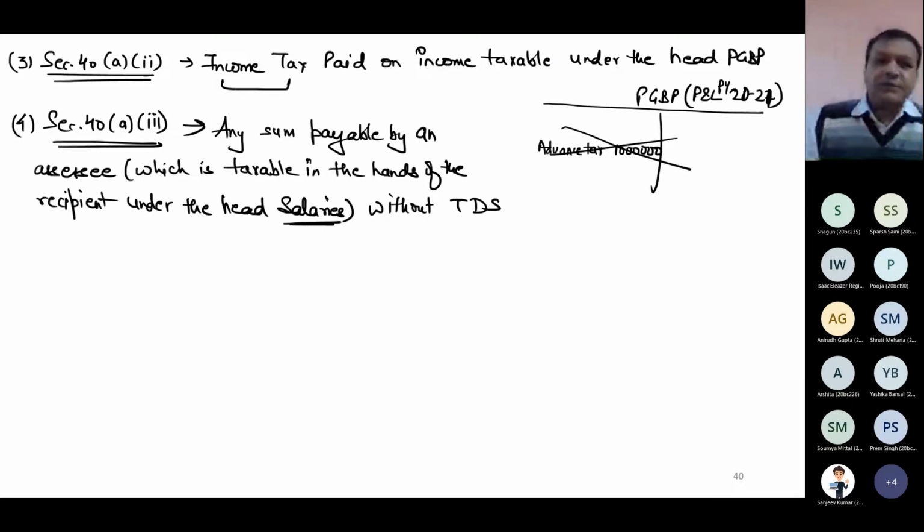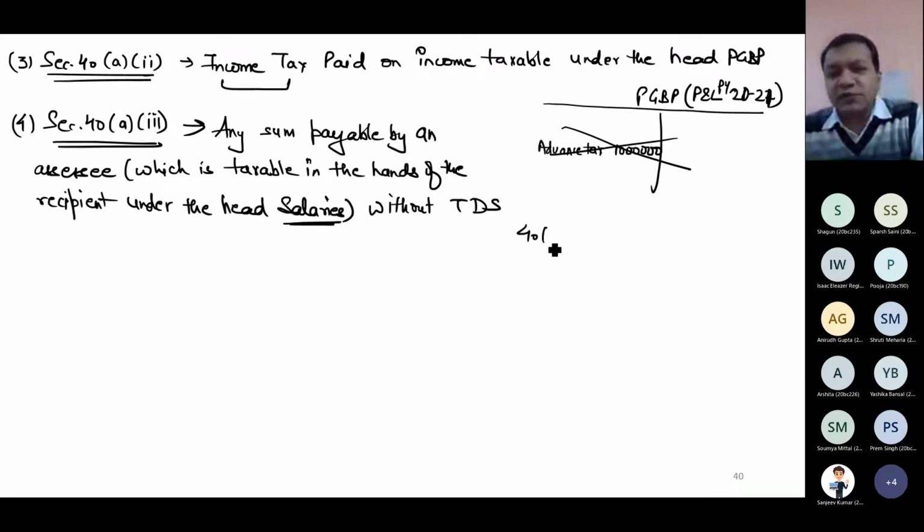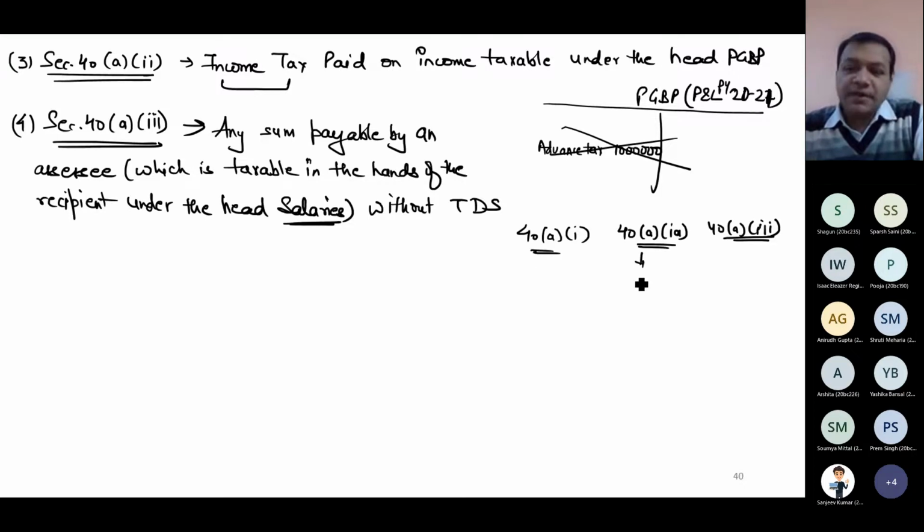Now, before proceeding further, main three interrelated TDS sections are 40A1, 40A1A, and 40A3. These are main interrelated and little bit confusing sections. Here, payment to only R is covered, resident. Payment can be any payment, any payment.